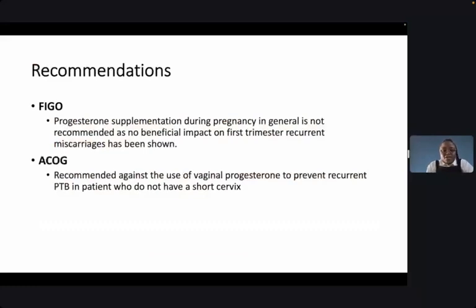The last body's figure does not support routinely giving patients progesterone, because it's not beneficial in the first trimester in patients who present with recurrent miscarriages. And also ACOG does not recommend using vaginal progesterone in patients who had a previous preterm birth without evidence of short cervix.